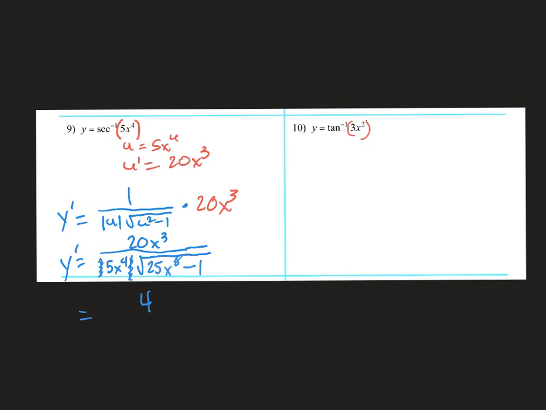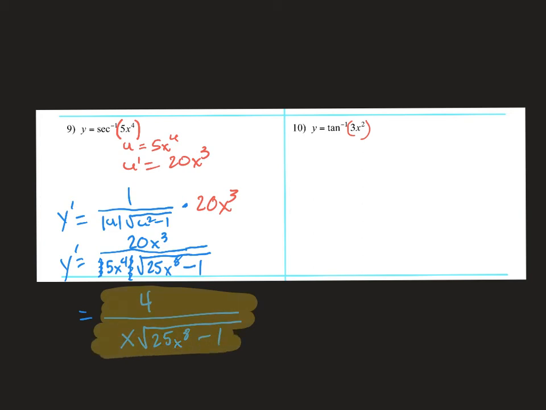Ooh, even better. I've got an x to the fourth on the bottom and an x cubed on top, so that's just going to be 4. And then the 5 is gone and 3 of the x's are gone, so this is x square root of 25x to the 8th minus 1. And that thing is about as simple as we can make this derivative. 4 over x times the square root of 25x to the 8th minus 1.